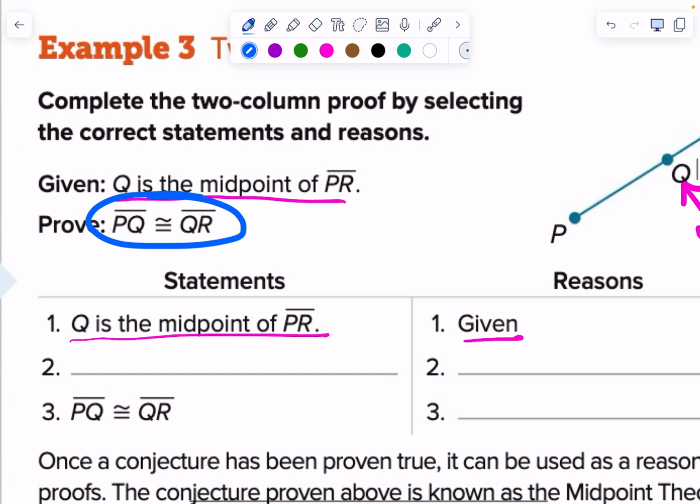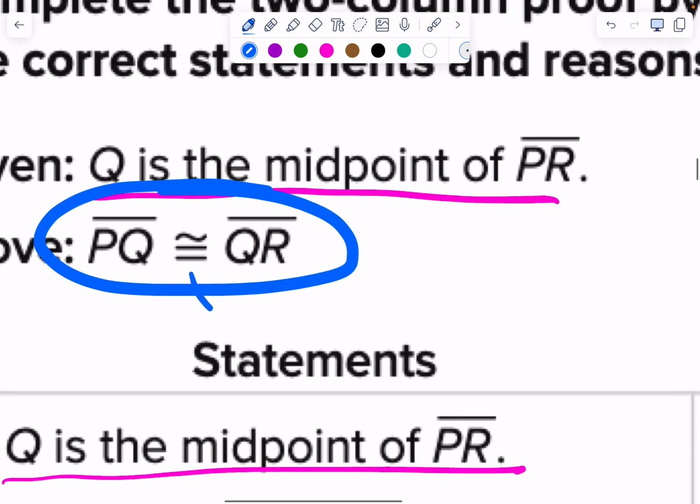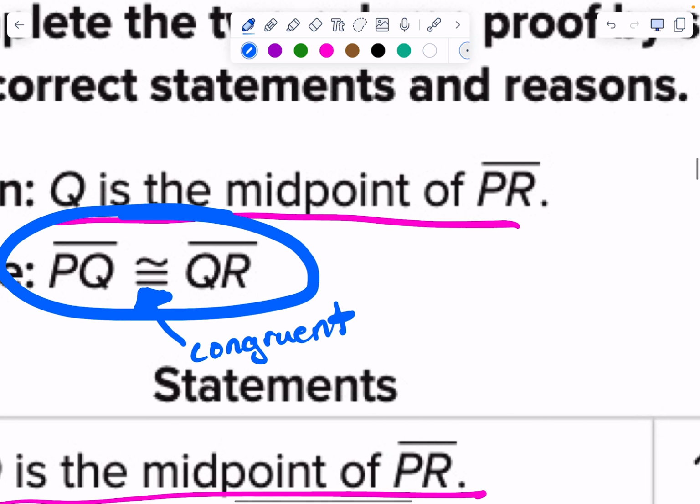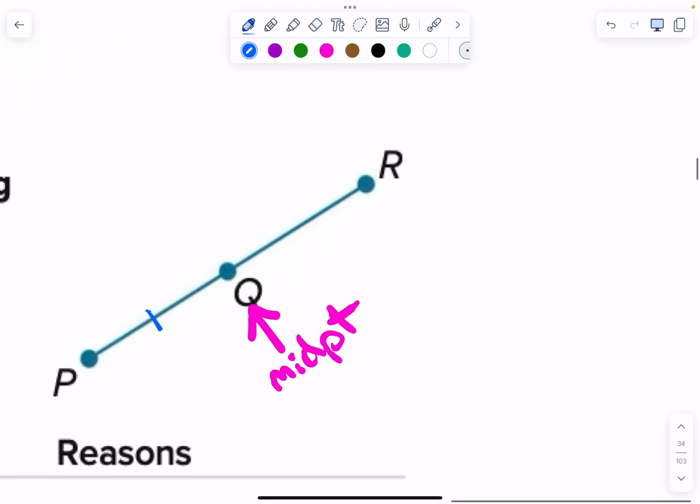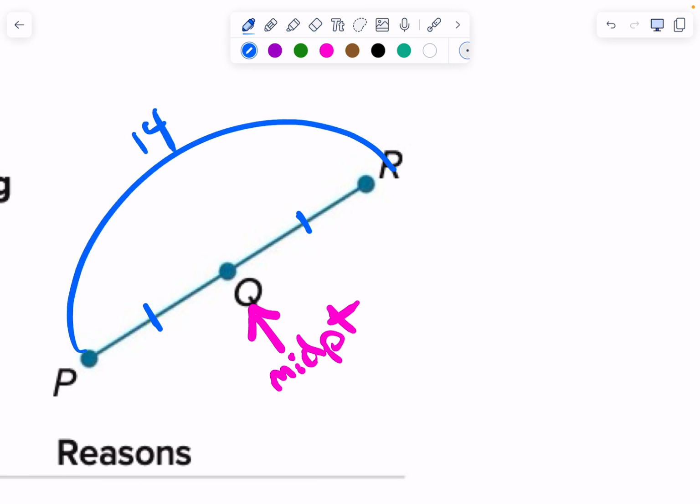What does that say? PQ is equal to... What is this symbol? Congruent. Congruent means what? The same shape, same size, right? PQ is congruent to QR, which means this guy is the same in length as that guy. Is that true if that's the midpoint? Yes. If this whole thing was, let's say, 14, what would each one be if that's the midpoint? 7 and 7, right? That just has to be true, right?